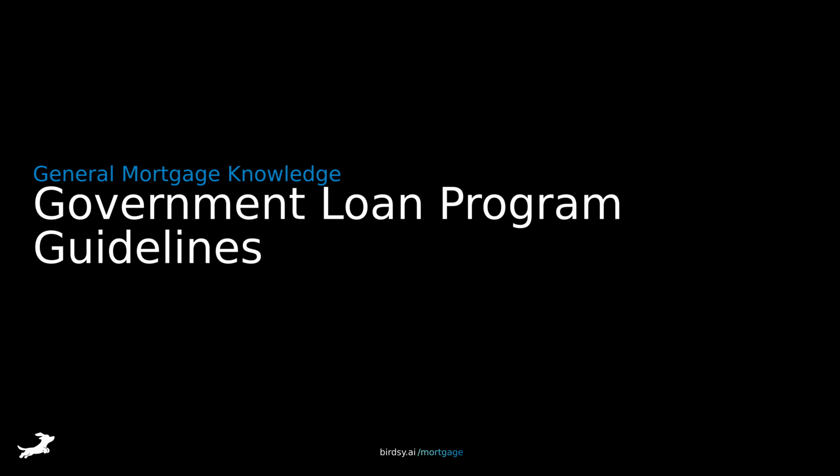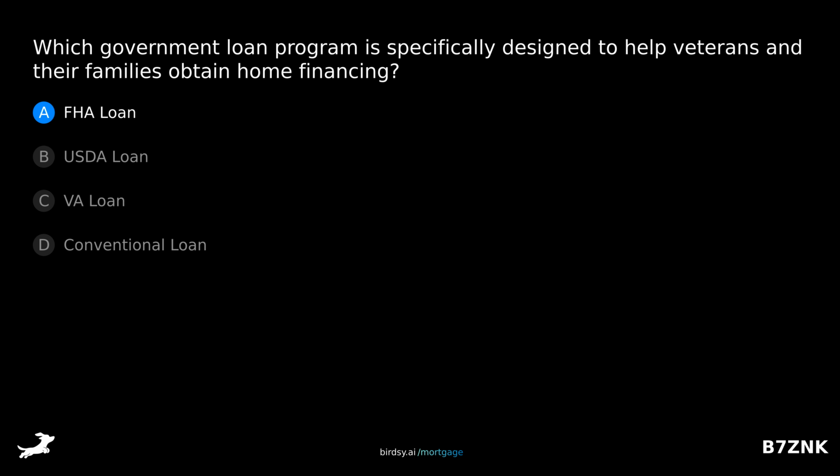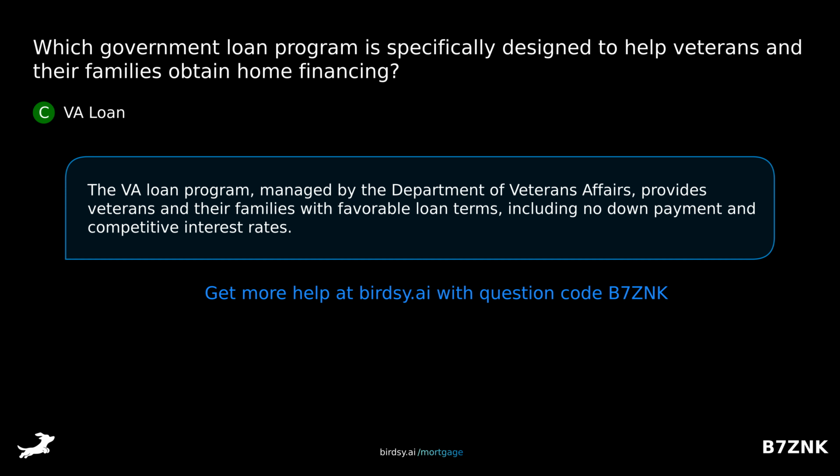Government Loan Program Guidelines. Which government loan program is specifically designed to help veterans and their families obtain home financing? Is it A, FHA loan, B, USDA loan, C, VA loan, or D, conventional loan? The answer is C, VA loan. The VA loan program, managed by the Department of Veterans Affairs, provides veterans and their families with favorable loan terms, including no down payment and competitive interest rates.